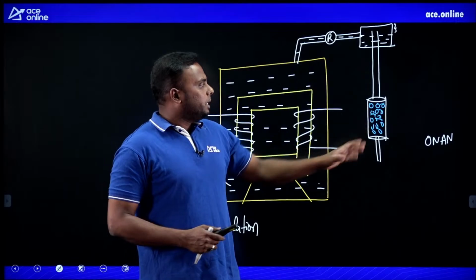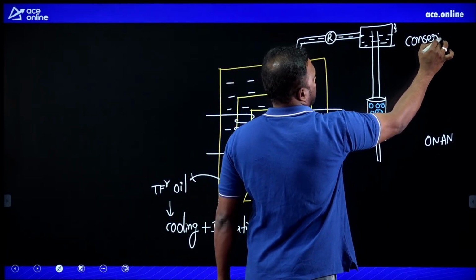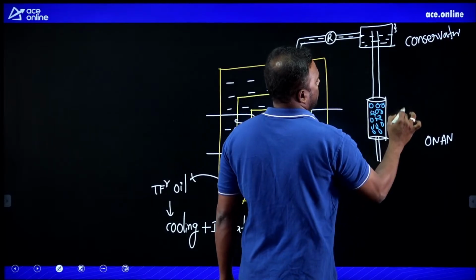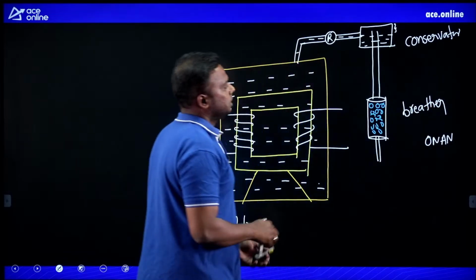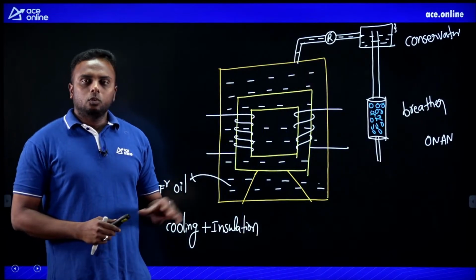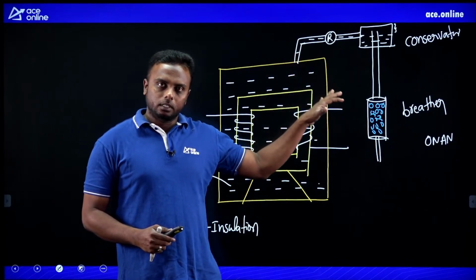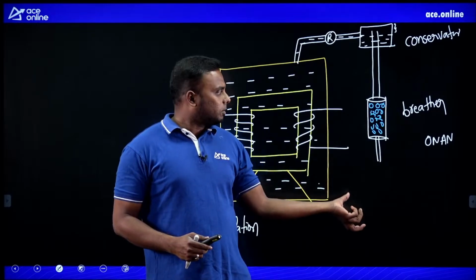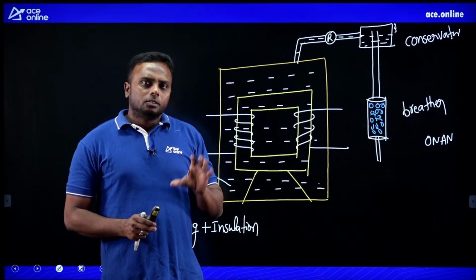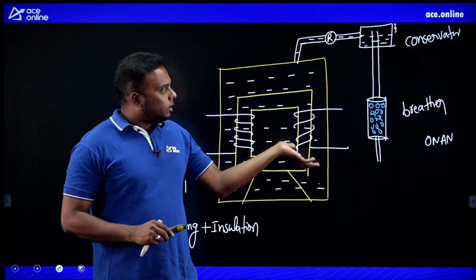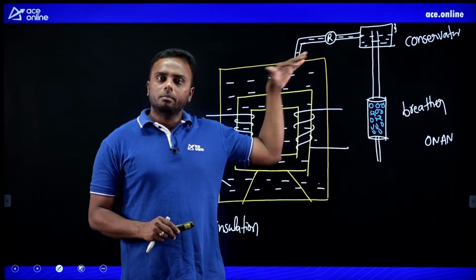Okay, and what is the breather's purpose here? This is our conservator and breather. What is the purpose of the breather? Through the breather only, transformers will take air outside and take air inside. The breather is very important. Transformers also breathe in and breathe out.